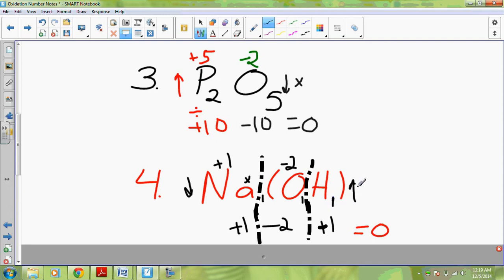And remember, when you go up an oxidation number, you divide. So +1 divided by 1 is +1. And bada boom, bada bing, ladies and gentlemen, we are done with this one. NaOH has oxidation numbers of +1, -2, and +1.